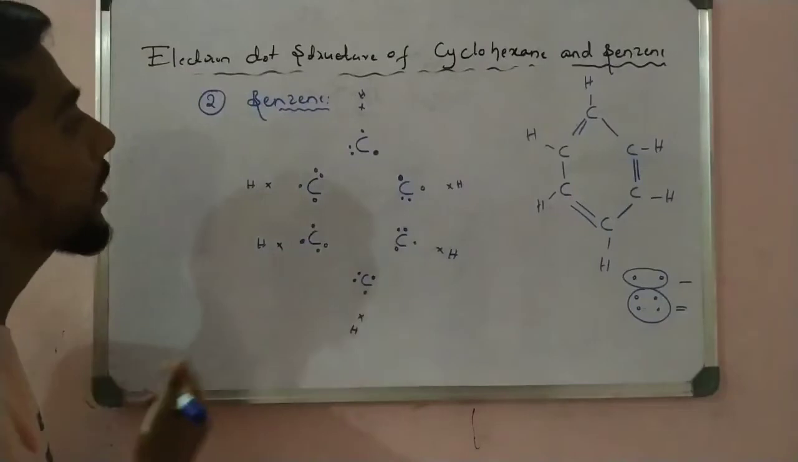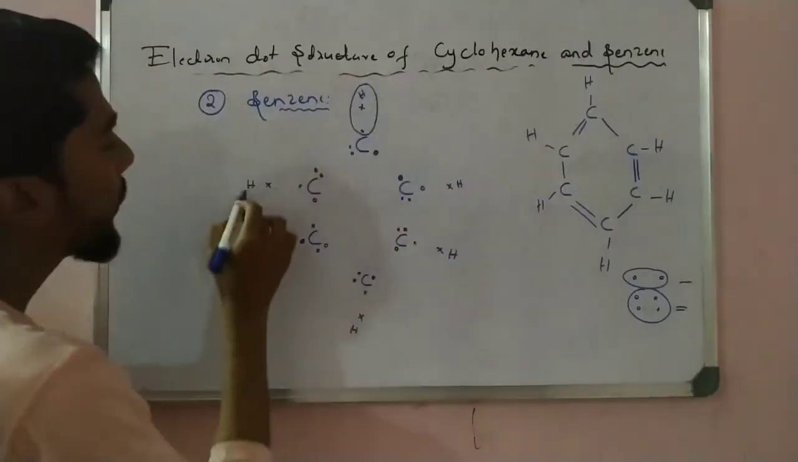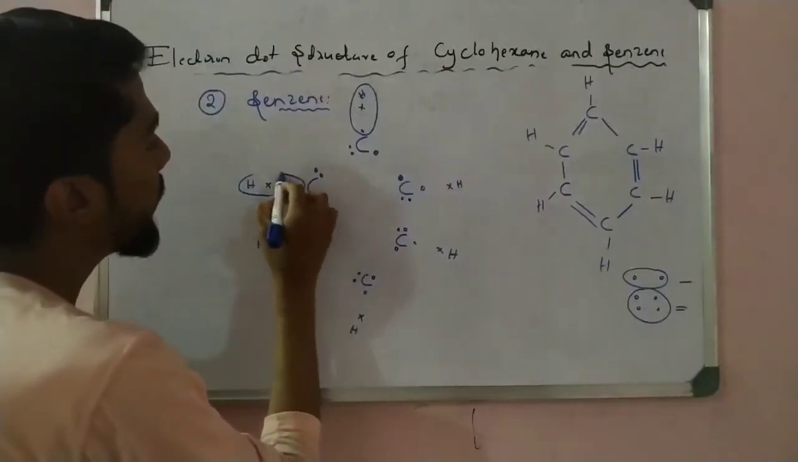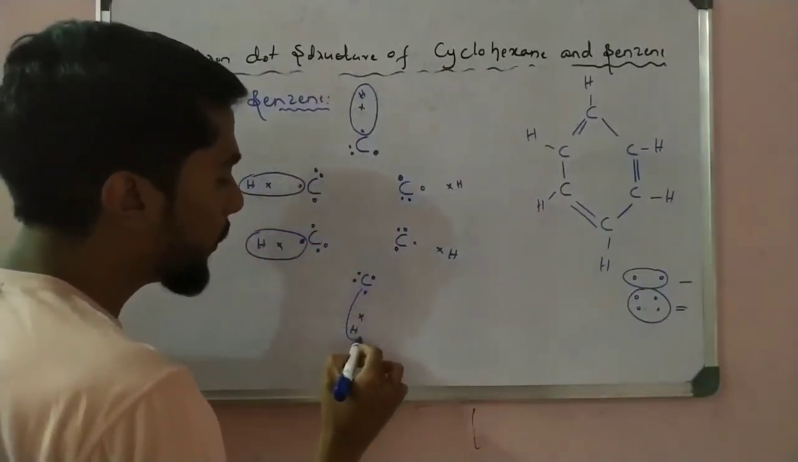Also we make the circle like that. This sharing of hydrogen is completed. The single bond is completed here. It is very simple, right? For hydrogen we draw the circle, very simple, like that.